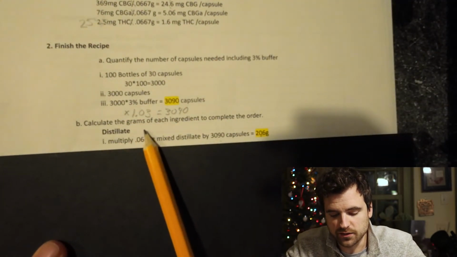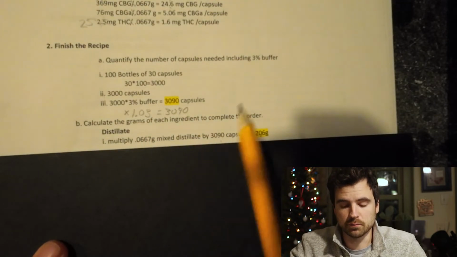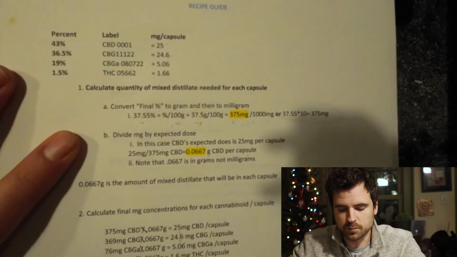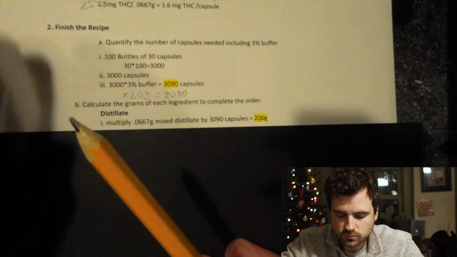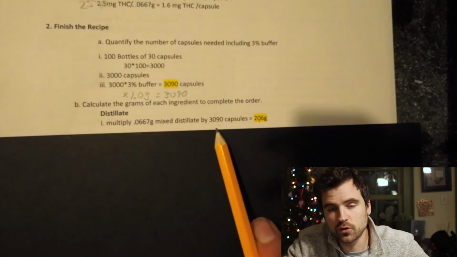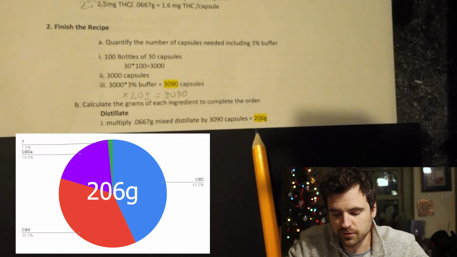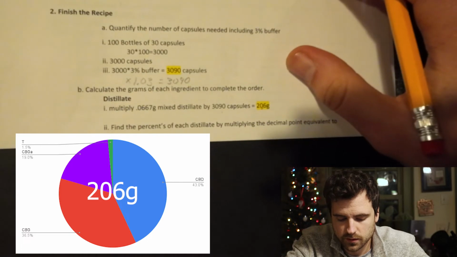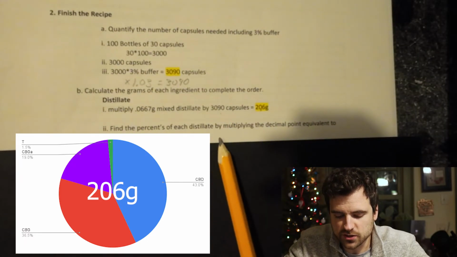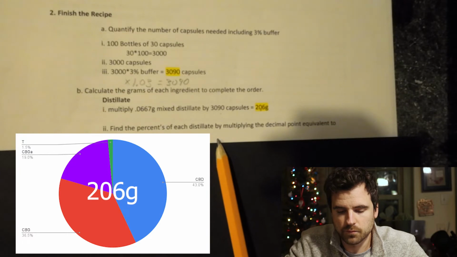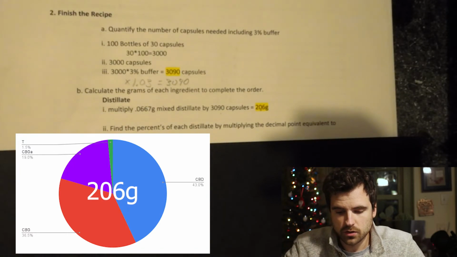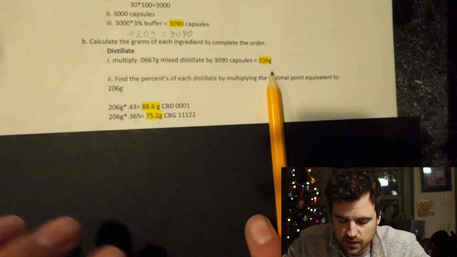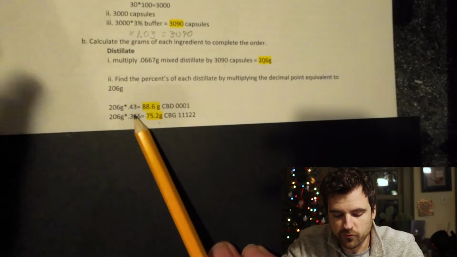Next, we have to calculate the grams of each ingredient to complete the order. Multiply 0.0667, right? We got that up here, by 3,090, and that's going to give us 206. Now we need to find the percent of each distillate that we're adding to this recipe. So we're going to take 206 and multiply it by 0.43.